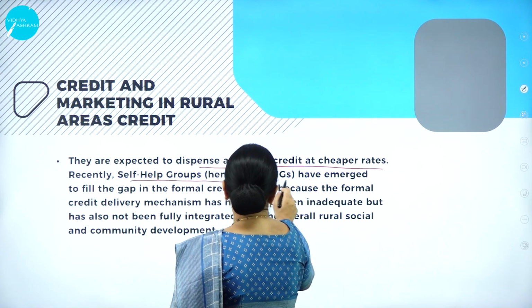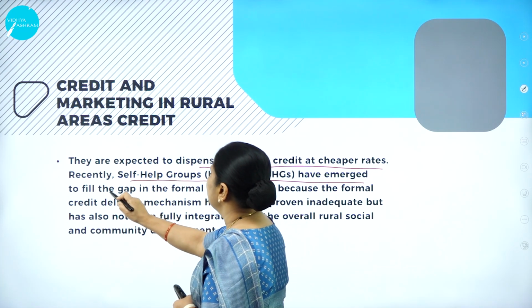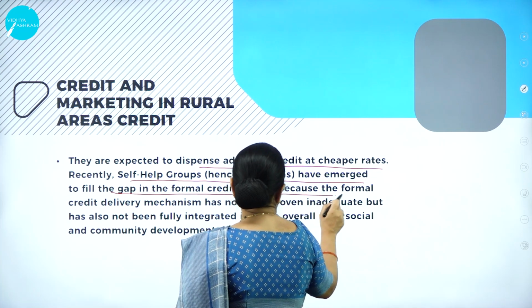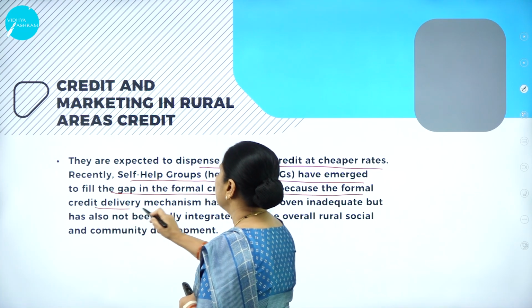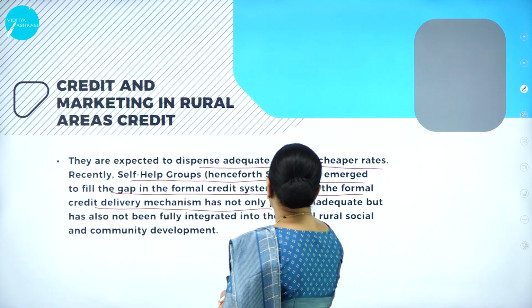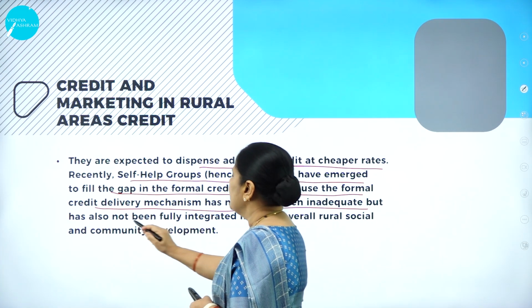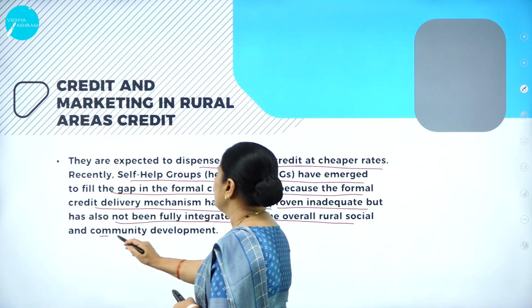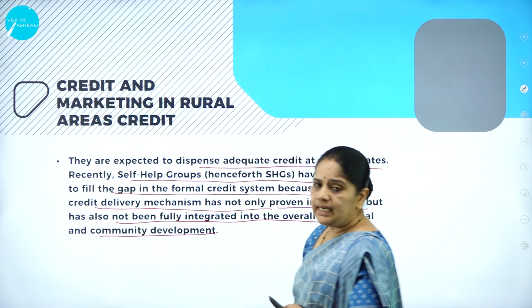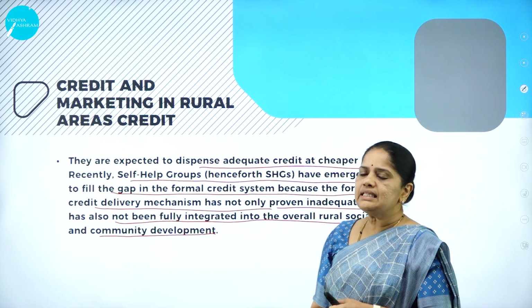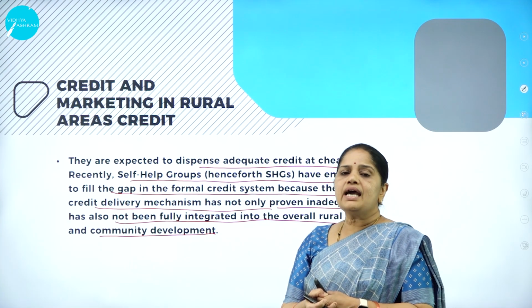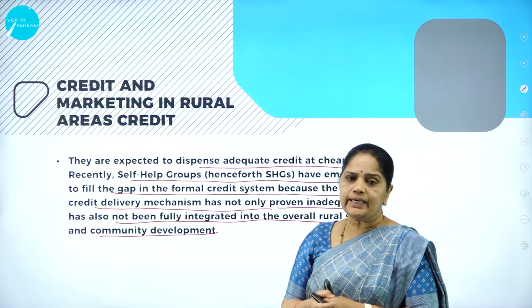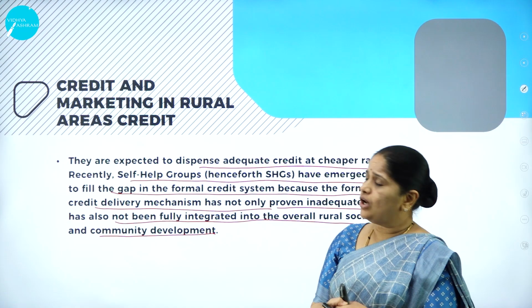Recently, self-help groups have emerged to fill in the gap in the formal credit system, because the formal credit delivery mechanism has not only proven inadequate but also has not been fully integrated into the overall rural social community development. So, we can see that these institutions are expected to disburse loans to the farmers in the village economy.